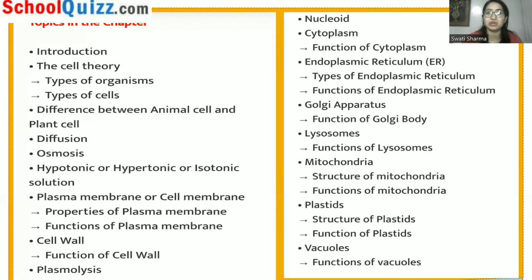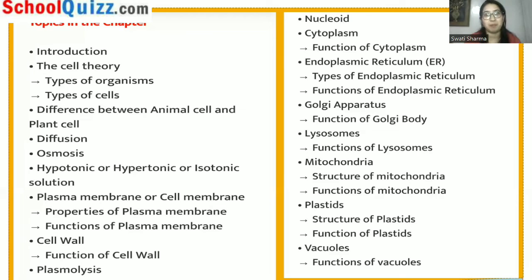Endoplasmic reticulum, types of endoplasmic reticulum, functions of endoplasmic reticulum, Golgi apparatus, in which we will also see the function of Golgi bodies, lysosomes, which are also known as suicidal bags of the cell. So in the functioning of the lysosome, we will actually get to know why the lysosomes are known as the suicidal bags of the cell.